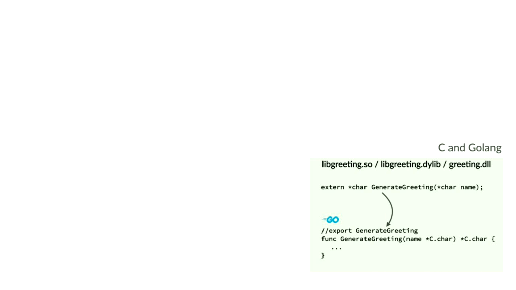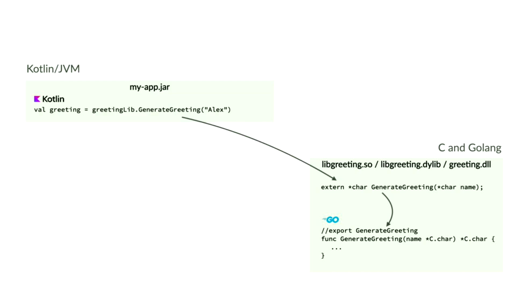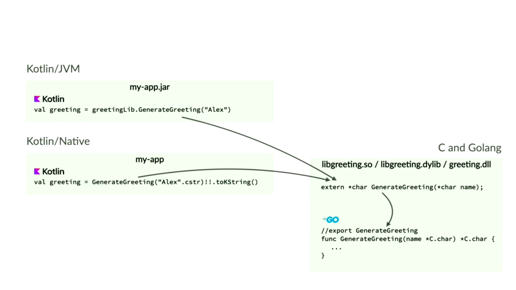On the other side, we then need to call that C function from Kotlin. On the JVM, we can interoperate with any C function through a bunch of different libraries I'll talk about in a bit more detail later on. With Kotlin Native, the support is even built in, so we don't even need a library, which is awesome. And we can directly call any C function thanks to its built-in C interoperability.